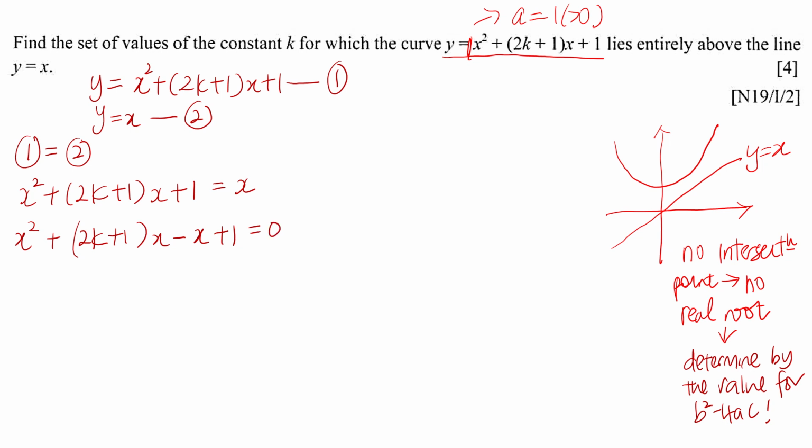Right, I need to simplify further, because you see that I have two terms involving the common factor x. So I need to factorize the common factor out, and then simplify further.